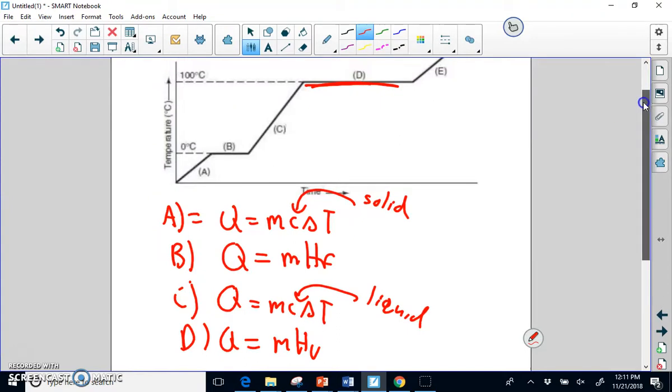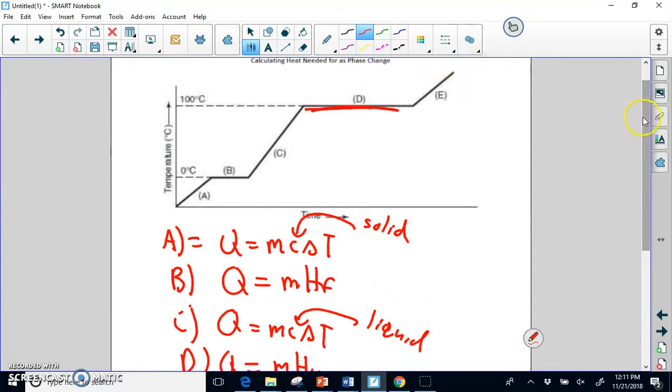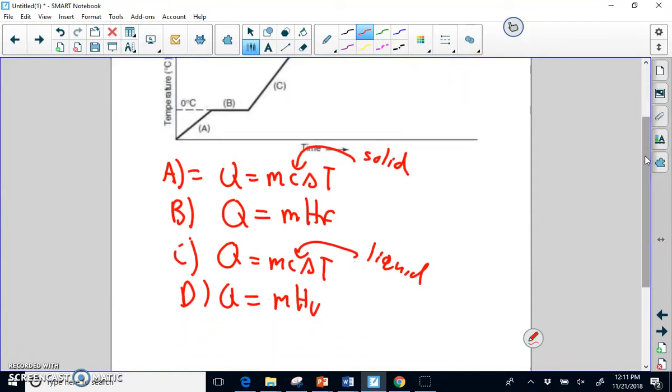And then last but not least, up here we have line E. The heat is going into heating the particles of a gas faster, so we want to use the equation Q equals MC change in T again, but we want to make sure this time that we're using the specific heat for water as a gas. We're going to do two of these problems. Once you get the hang of them, they're not that bad.